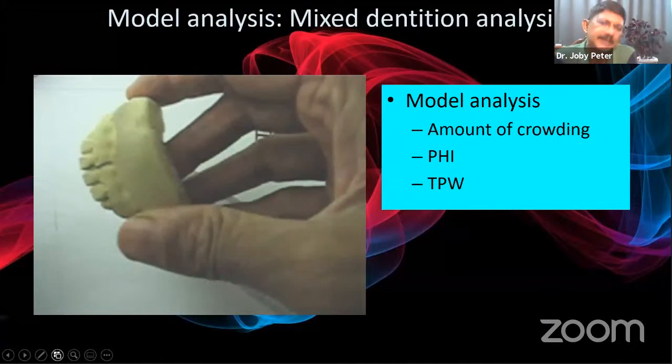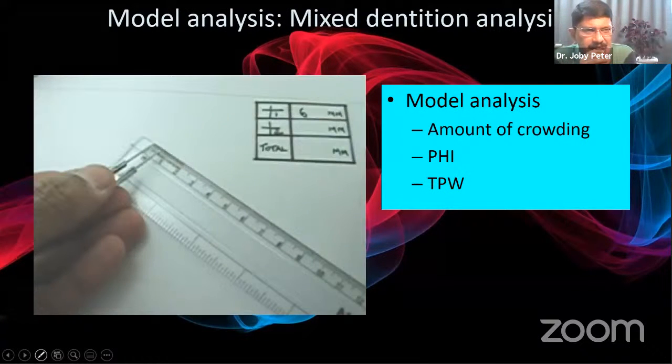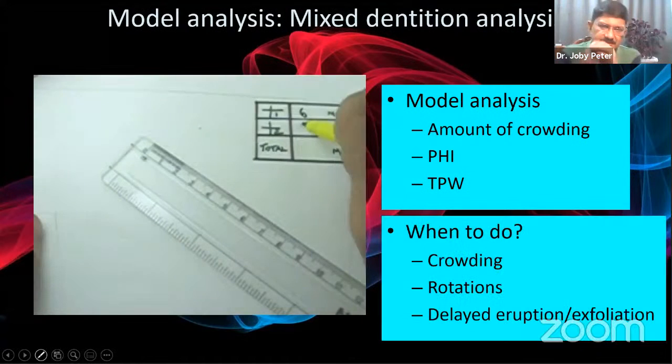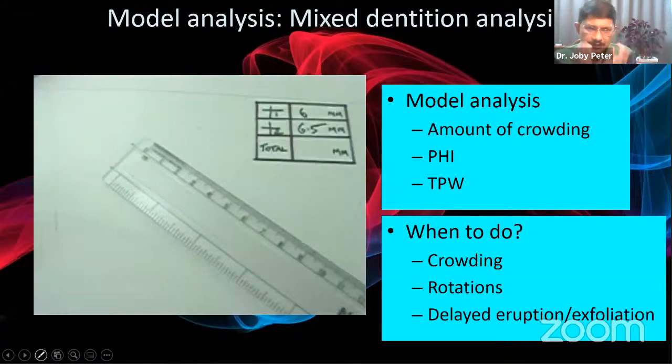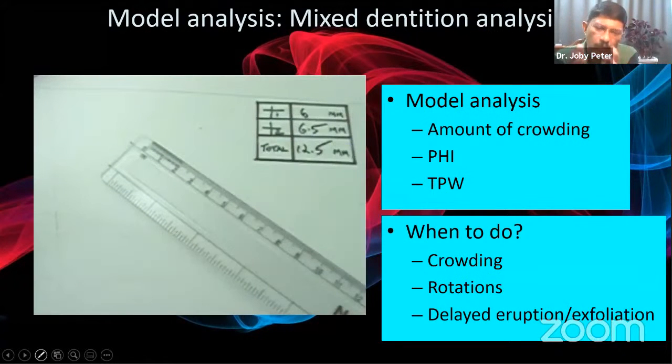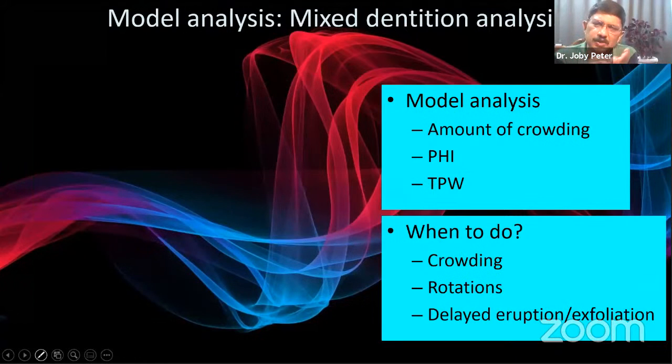Now, when should you do this analysis? In every case? No, not every case. You do it when you look into the case and identify functional problems, plus crowding. A rotation of a single tooth, or a lateral incisor that is rotated or tilted. A tooth delayed in eruption, not coming out, while canines are still there. Laterals were lost one year back, still the permanent laterals have not come, only the two centrals have come. Delayed eruption or delayed exfoliation of the primary teeth.